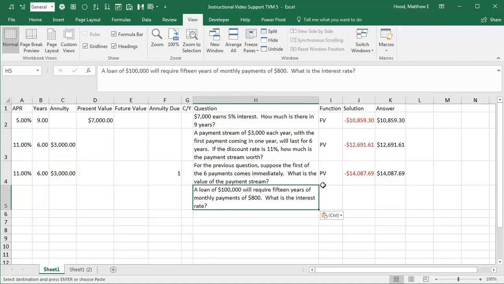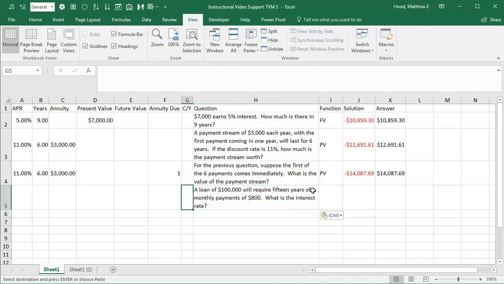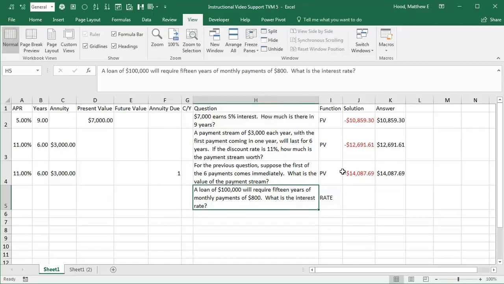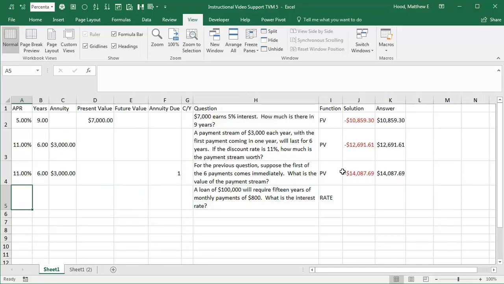Alright, for this next question with the loan, $100,000 and $800 monthly payments, this is the first time I've got 2 dollar amounts, so I'm going to have to be a little more careful about how I work the information here. But I was asking for the interest rate, so my function is going to be rate, and I'm going to put in all the information that I know. I don't know the interest rate. I know that there's 15 years. You see how this heading has years of monthly payments, so my compounds per year is 12, and monthly payment is going to be 800.